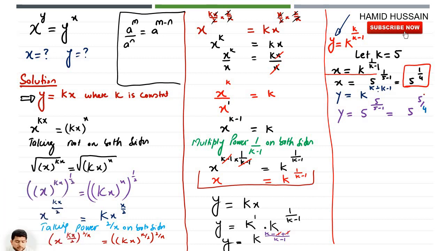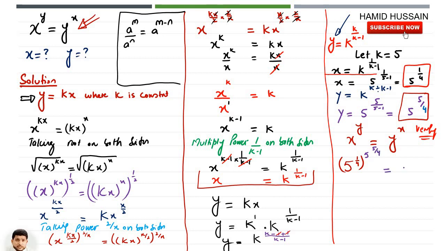Now let's check whether we have solved this question correctly or not. So let's put the value of x and y in our basic question, that is x to the power y equals y to the power x. Remember, we are going to verify that we have done the question correctly or not. So now x equals 5 to the power 1 upon 4. And what is the value of y? y equals 5 to the power 5 upon 4.